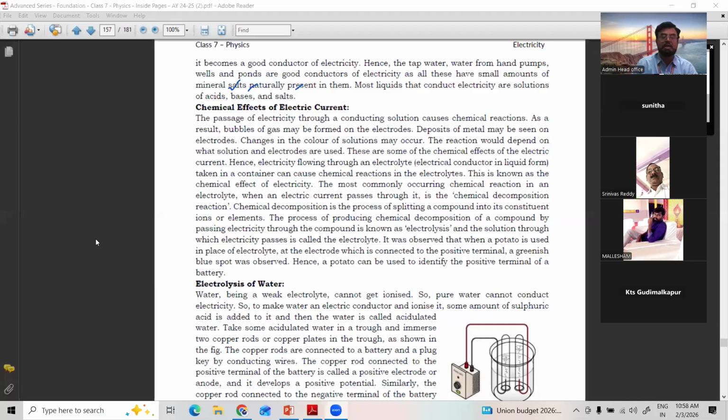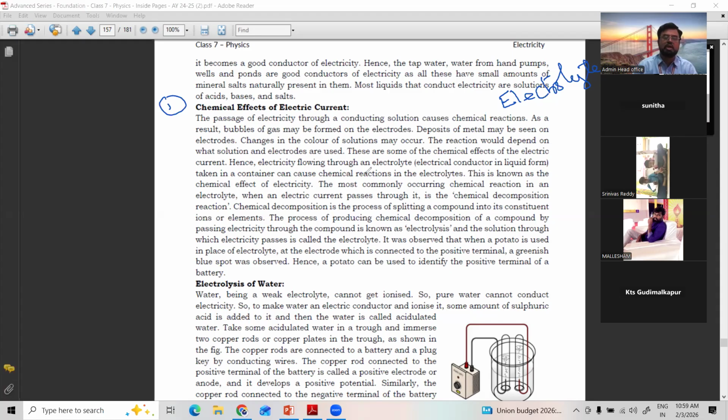Whenever you are passing electric current through a liquid chemical, then some effect you can see, some chemical changes you can see. So that liquid chemical is called electrolyte. Either it may be salt water or any other chemical. So the first effect, the passage of electricity through a conducting solution causes chemical reactions. As a result, bubbles of gas may be formed at the electrodes. Deposits of metals may be seen on the electrodes. Changes in the color of the solution may occur. The reaction will depend on what solution and electrodes you are using. These are some chemical effects of the electric current.